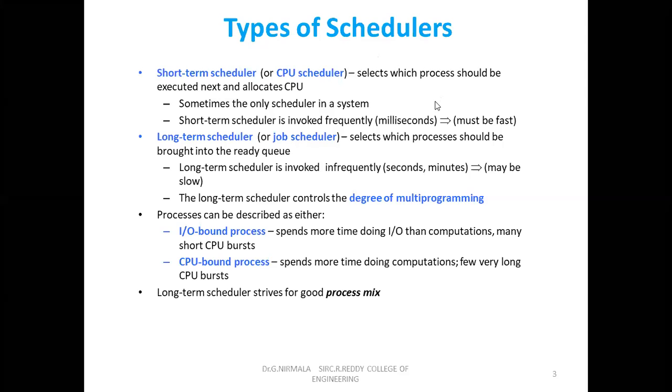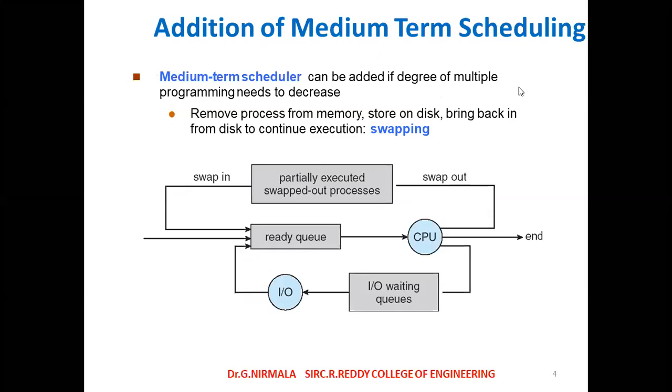Okay, now let us discuss the medium-term scheduler. The medium-term scheduler can be added if the degree of multiprogramming needs to decrease, because the CPU is always either in the running state or in IO transfer. The medium-term scheduler removes the process from the memory, stores it onto the disk, and brings it back from the disk to memory again. That is called swapping.